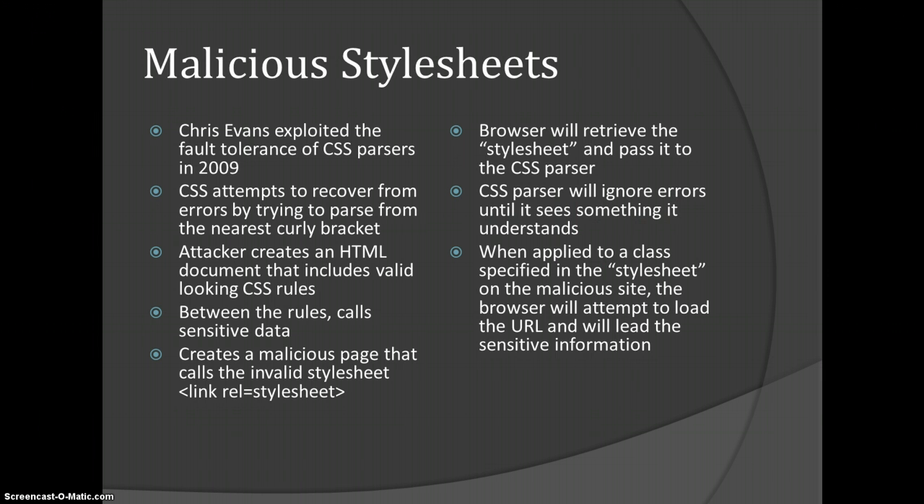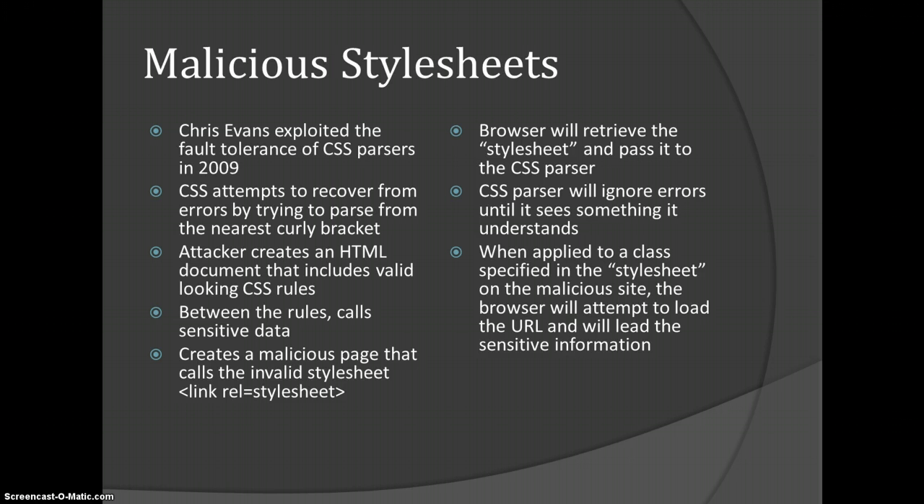One of the larger examples from the book is something that Chris Evans developed, basically taking advantage of fault tolerance in CSS parsers. So basically CSS parsers will attempt to recover from any errors by just starting from the nearest curly bracket and just ignoring the stuff that it doesn't understand. And so the way he took advantage of this is an attacker can create an actual HTML document that has CSS rules embedded in it. Now between these rules, it'll call sensitive data.